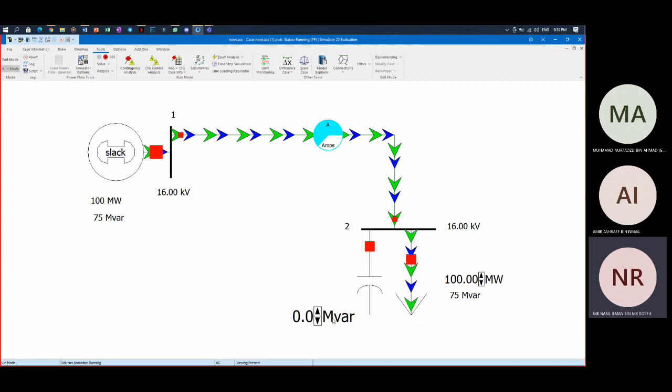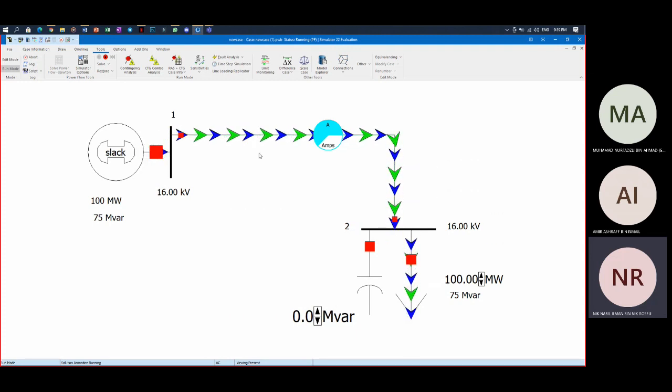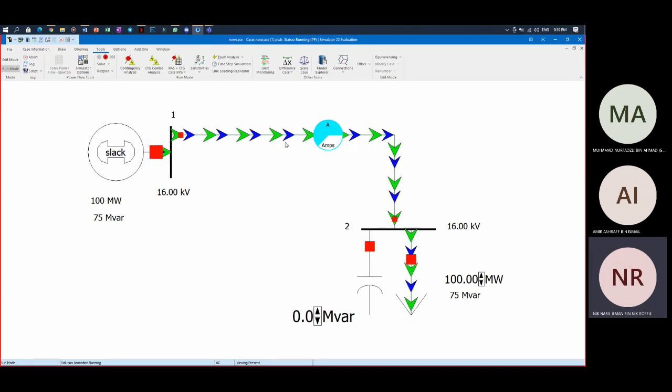Assalamualaikum, my name is NABIL. Today I will show the simulation for lab 3 for power factor correction, and this is the circuit that my friend has constructed. When we run the simulation, we can see there are 2 arrows from bus 1 to bus 2, in color green and color blue. The blue represents the reactive power, and the green represents the real power.